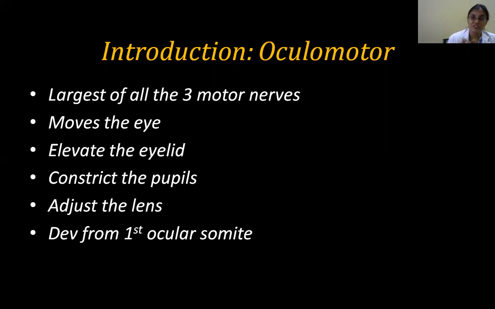So it moves the eye and elevates the eyelid. The next is to constrict the pupils and adjust the lens. When you want to read something, you take a book, look at it, and start reading it. What's happening there? First, when you're looking at something near, your lens needs to adjust. This lens is adjusted because of a muscle called the ciliaris.